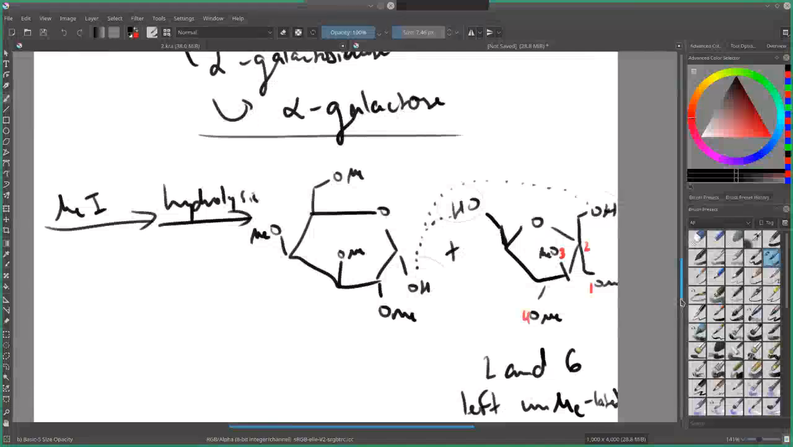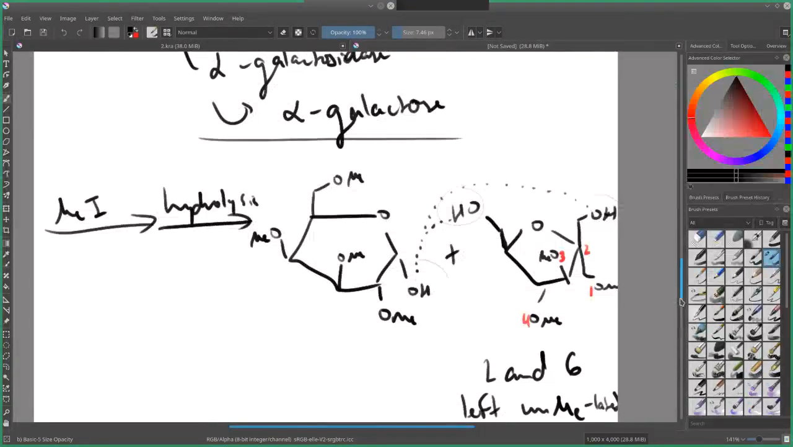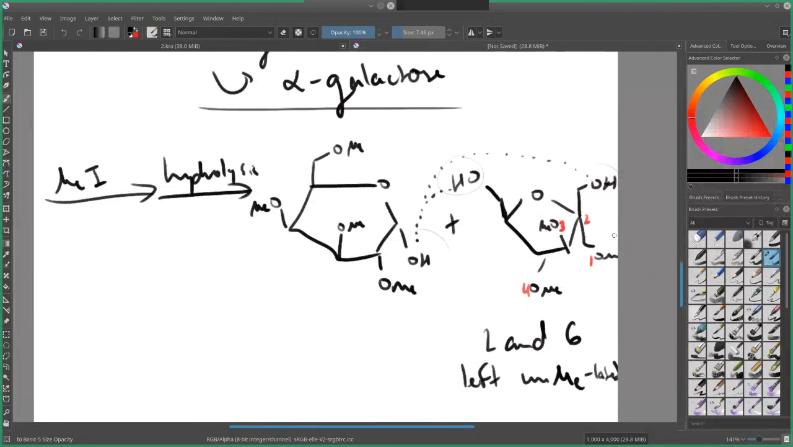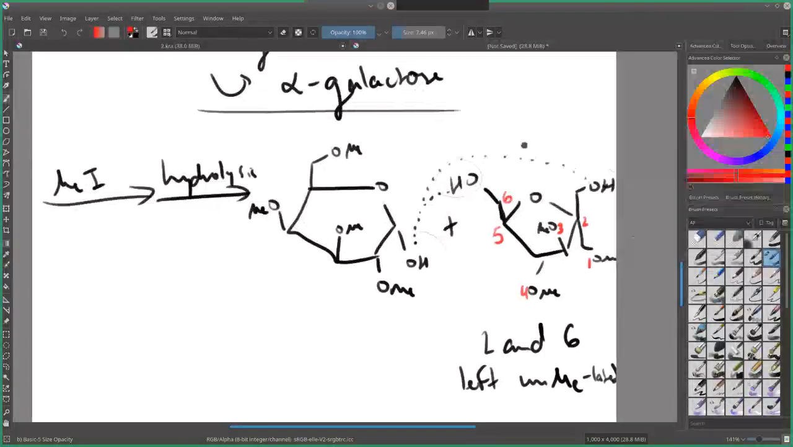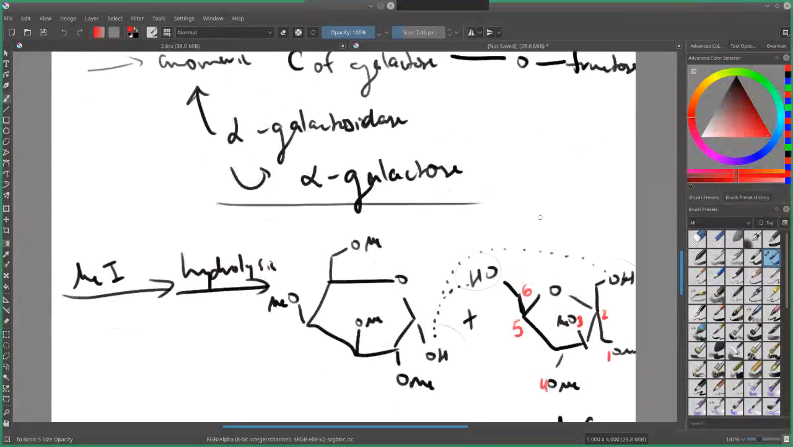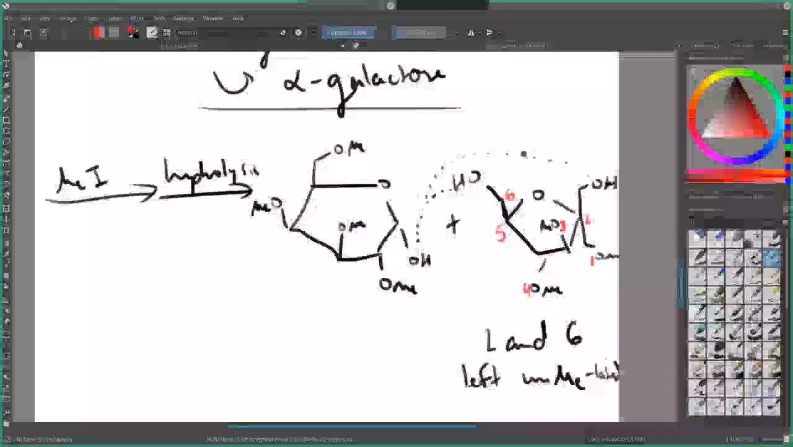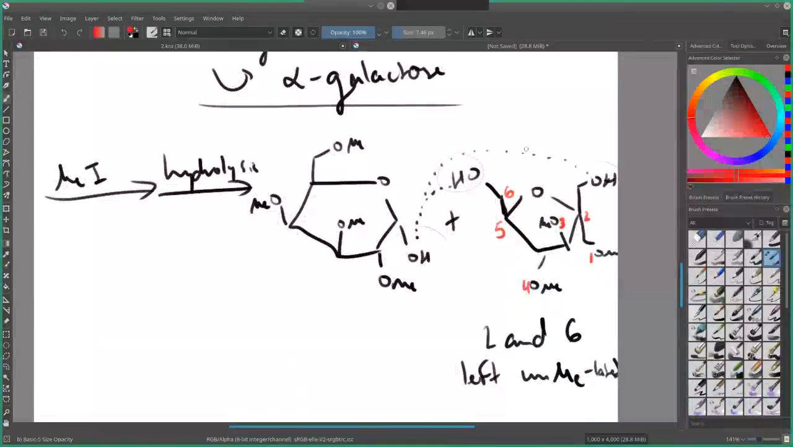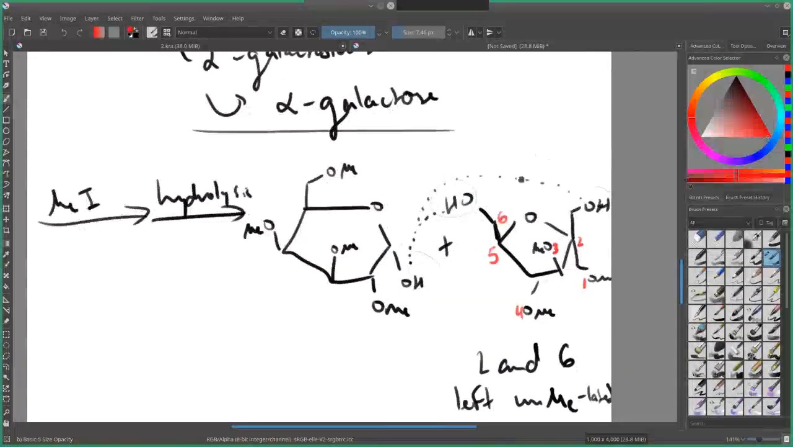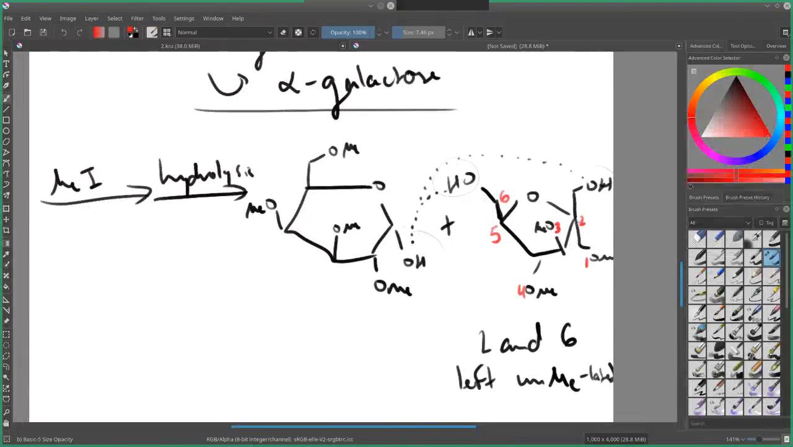Is it at carbon 6? Okay, what makes you say carbon 6? Because in the beginning it said it was reducing, so we have to have acetal over. Ah, okay. Oh yeah, I guess that works, huh?